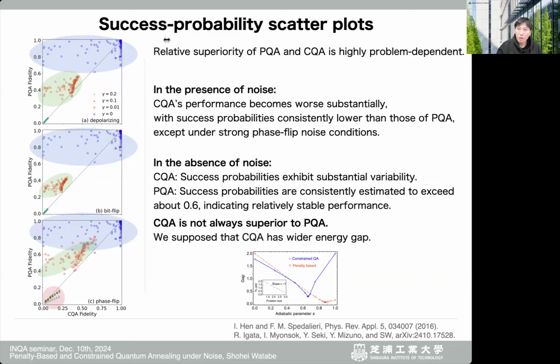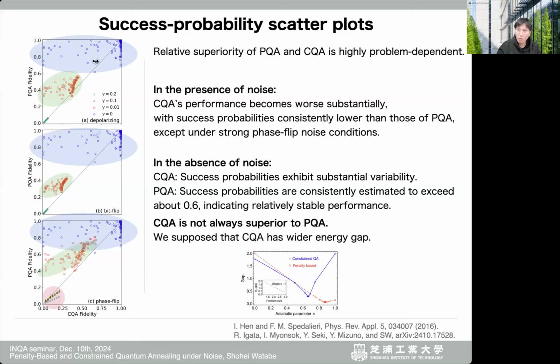And here are the results of the success probability scatter plot. The horizontal axis is the CQA fidelity, and the vertical axis represents the PQA fidelity, solving the same problem, over 100 random problem instances. Panel A is the depolarizing noise results, B is bit flip, and C is phase flip. Blue is in the absence of noise.